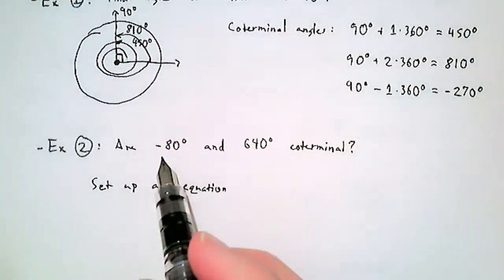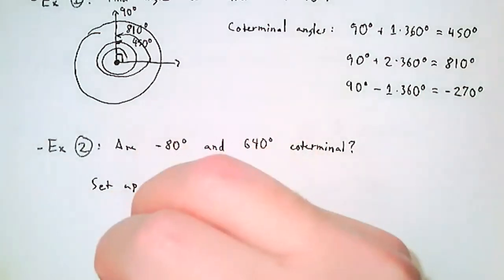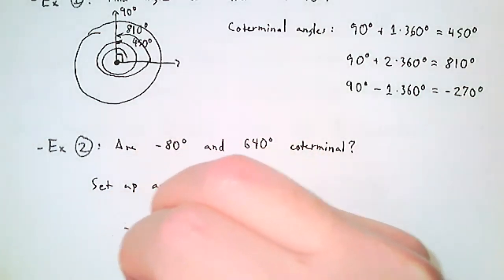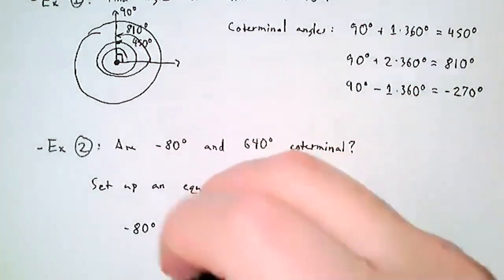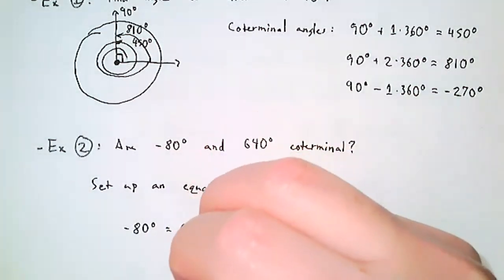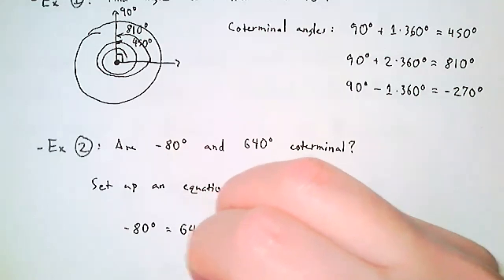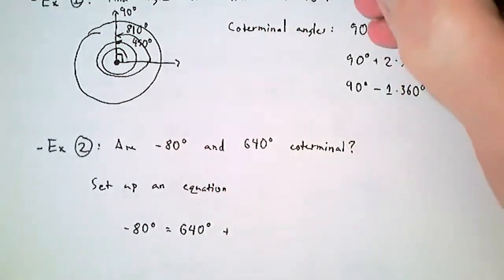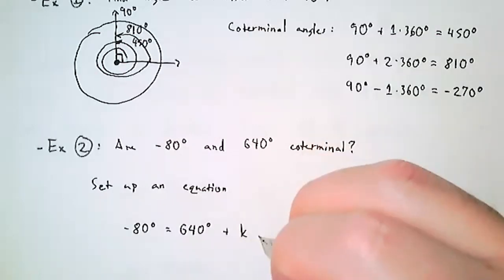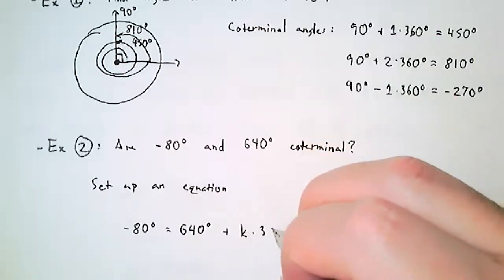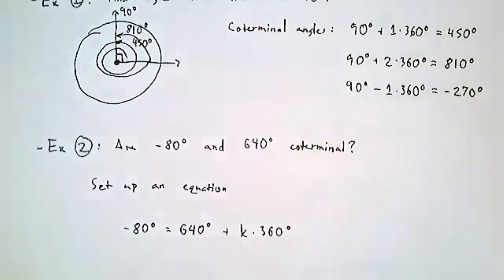Okay, so on one side, I'll just pick one of my angles, minus 80, just the first one. And on the other side, I will put the other angle, 640 degrees. And then I need to have k, so k is my unknown, times 360 degrees. We need to see if we can find a whole number k to solve this.